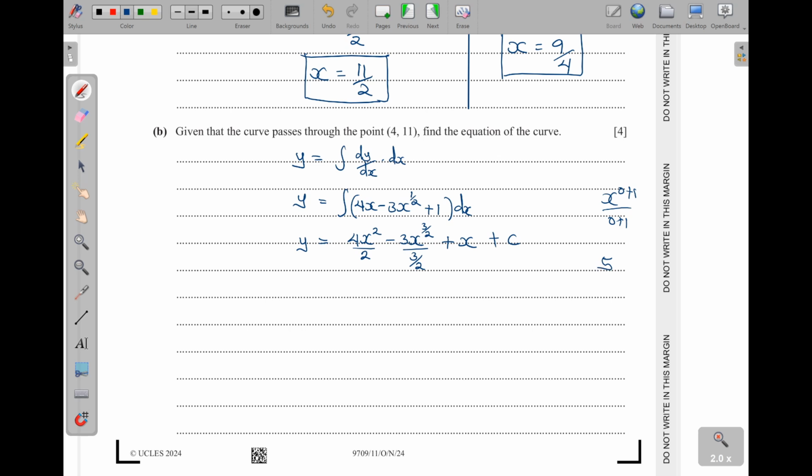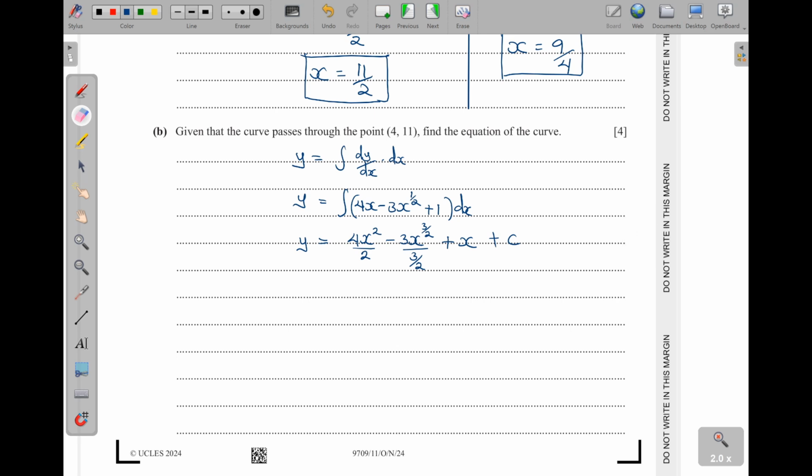Like if you are differentiating 5, 5 is the same as 5 times x power 0. So when you differentiate this one, you will have 0, then 0 minus 1. So the moment you multiply with the 0 here, everything just disappears. Okay? So that is that.